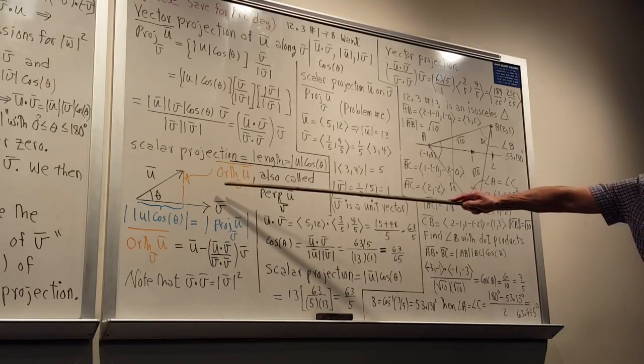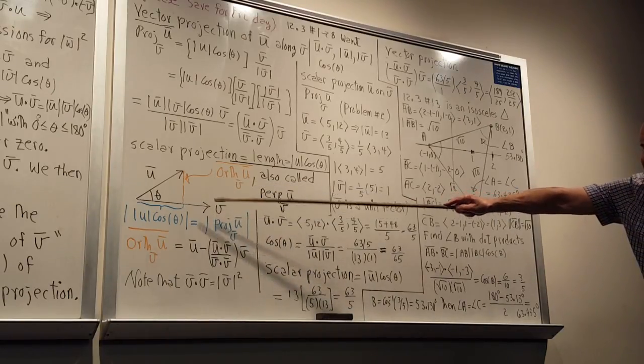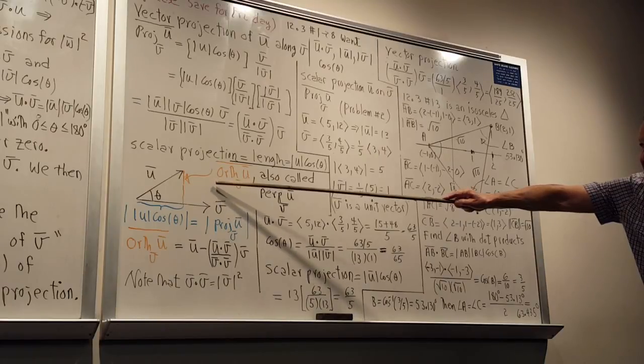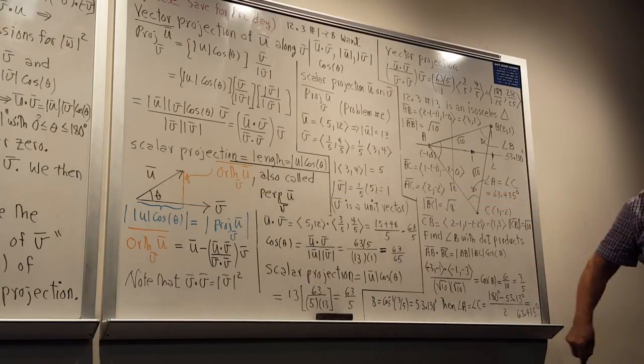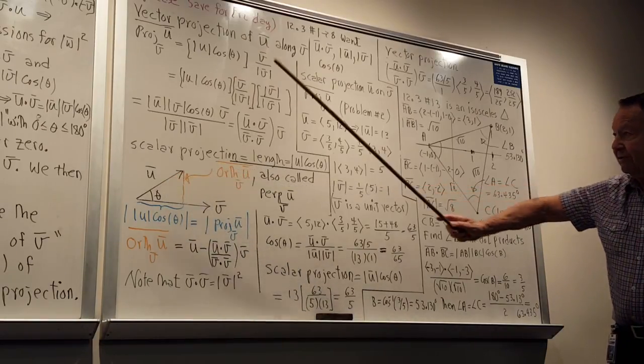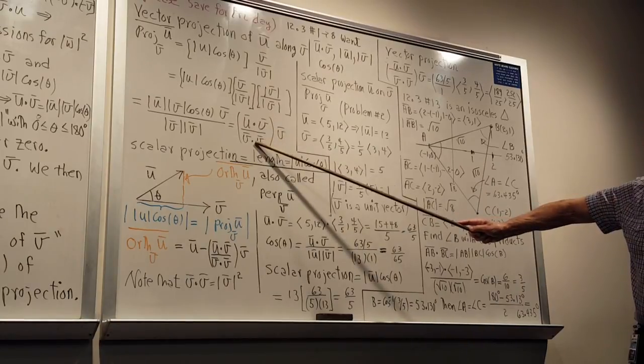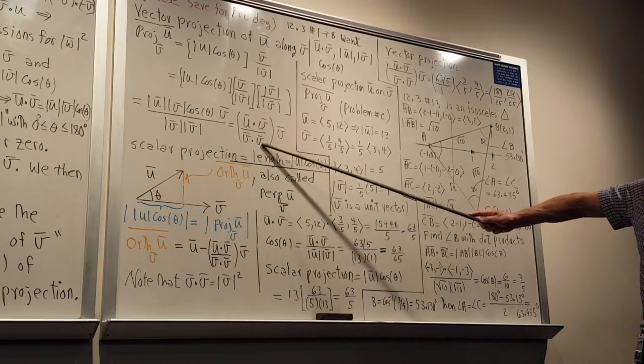The book doesn't really have any problems in it, I think, that ask you to compute the orthogonal component, but you could certainly do it as the difference of this vector and this projection vector, which you get with this formula.